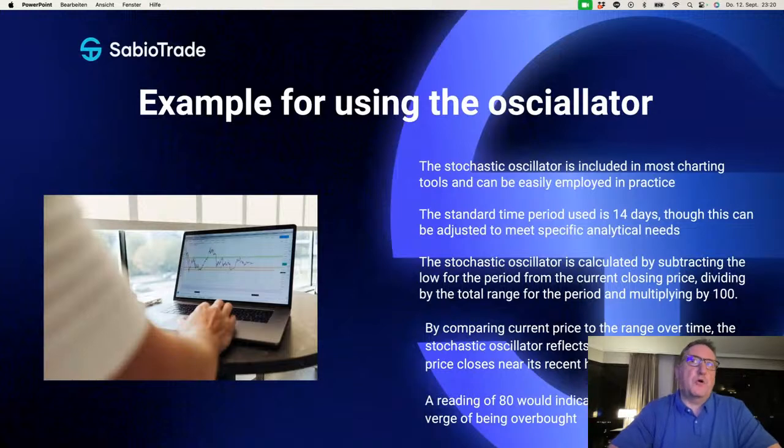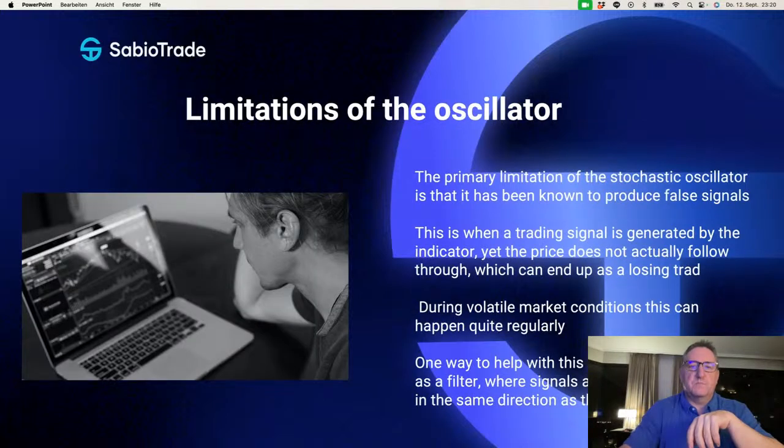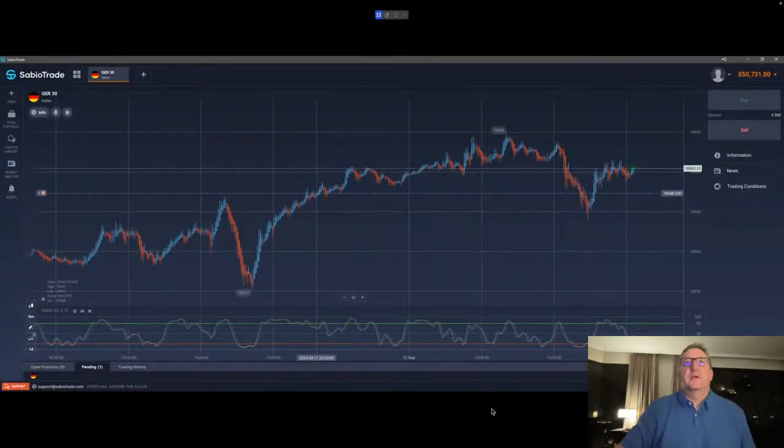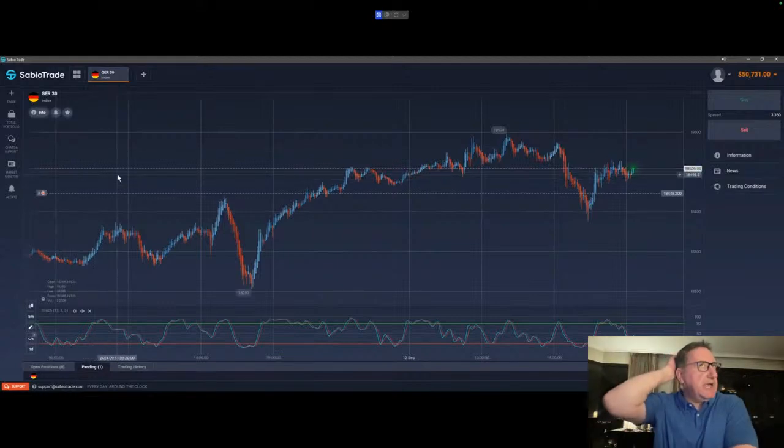Yeah? And by comparing current price to the range over time, the stochastic oscillator reflects the consistency with which price closes near its recent high or low. Yeah? A reading of 80 would indicate that the asset is on the verge of being overbought. Yeah? So let's have a look at the real one here. So actually, this is DAX, German index, in 5-minute chart.